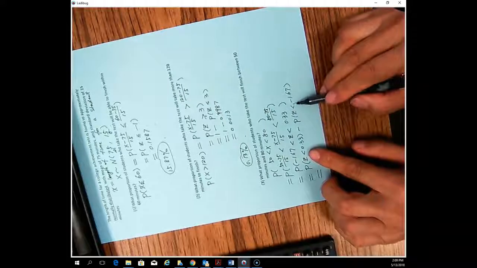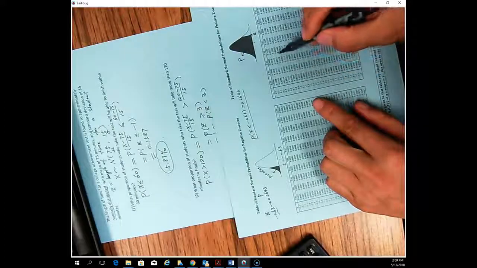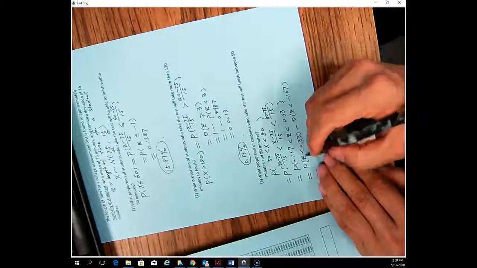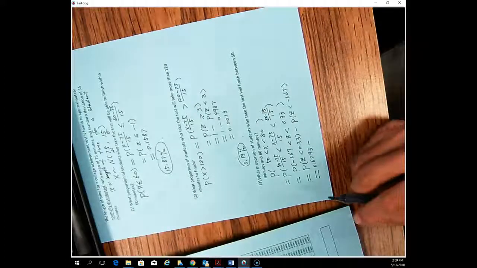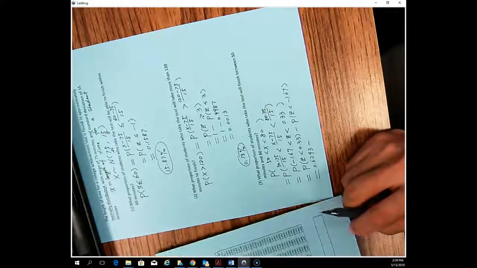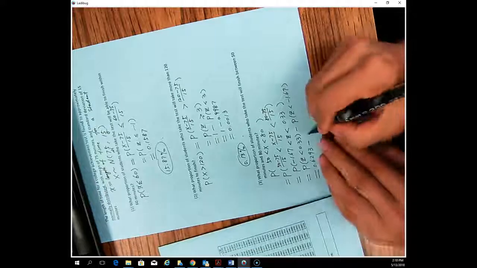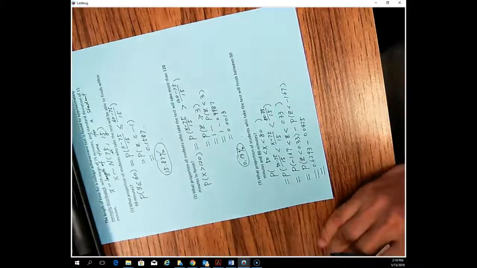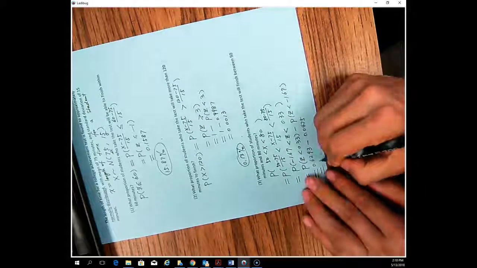Now the signs are both smaller than signs, so we can use the z-table. So for 0.33, that will be 0.6293. Subtract negative 1.67, whose probability will be 0.0475. And if we do the math here, 0.6293 minus 0.0475, we got 0.5818.